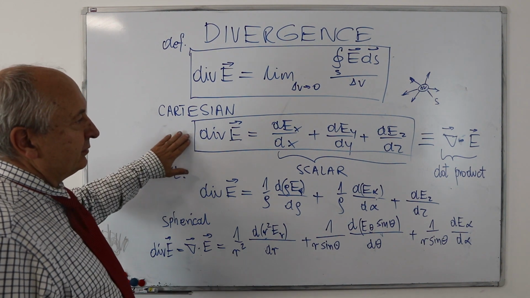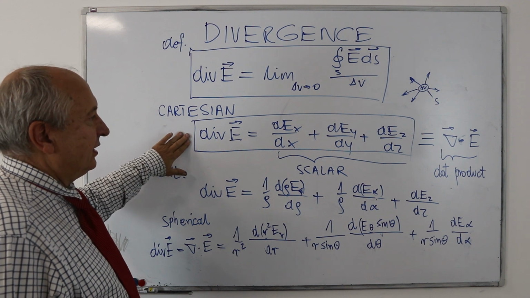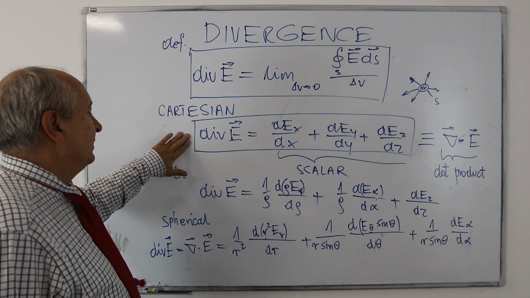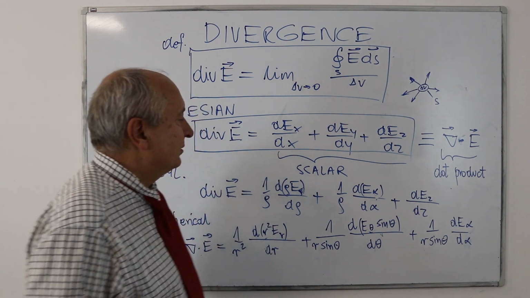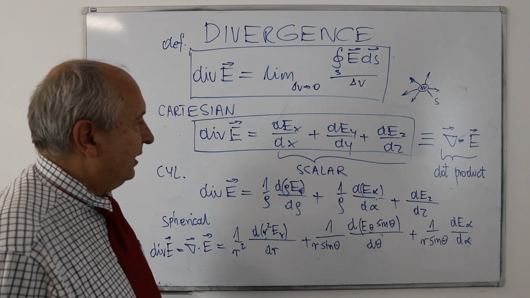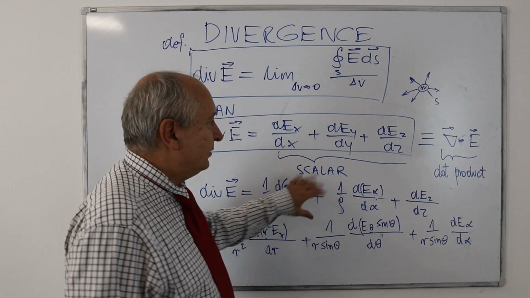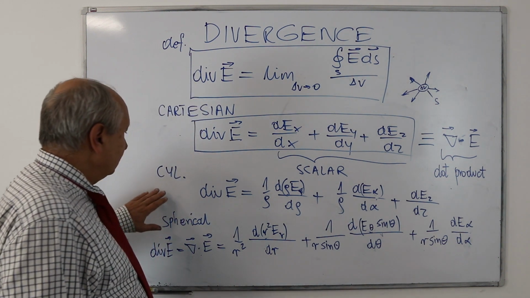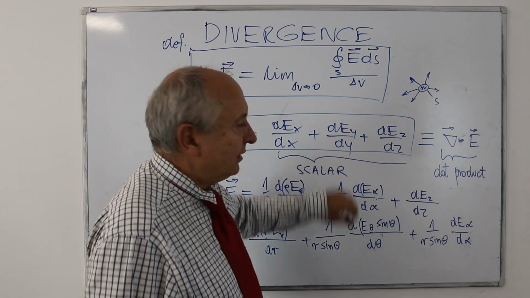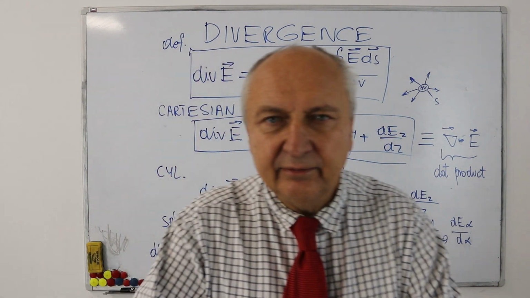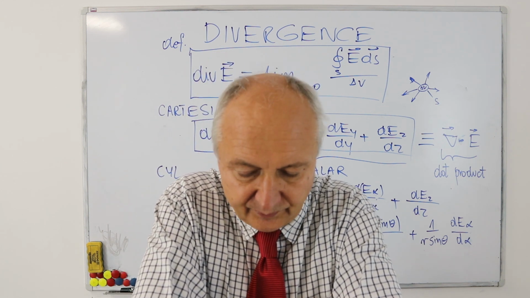We should remember only this formula. This is the calculation of divergence in the Cartesian coordinate system. And to make a summary, the result of divergence is a scalar or scalar function. So it is a number or scalar function.